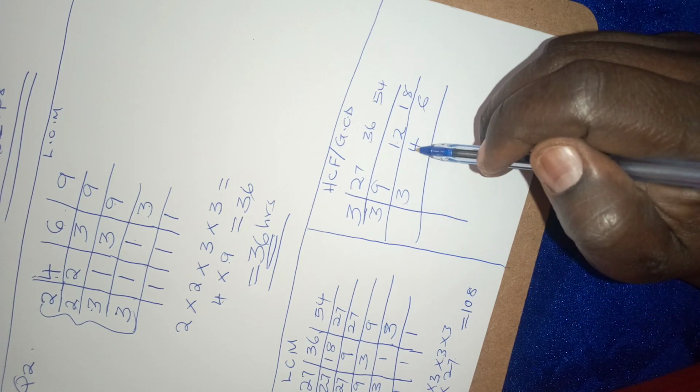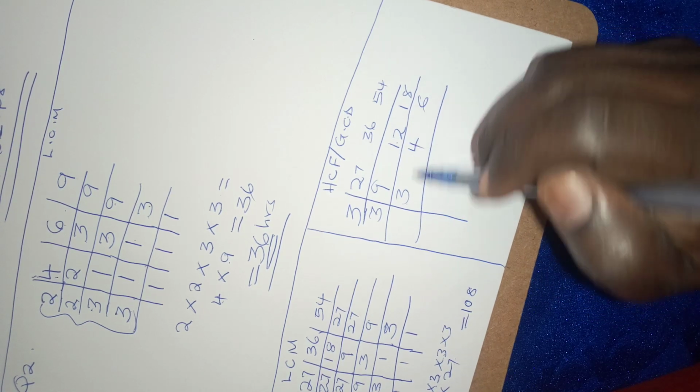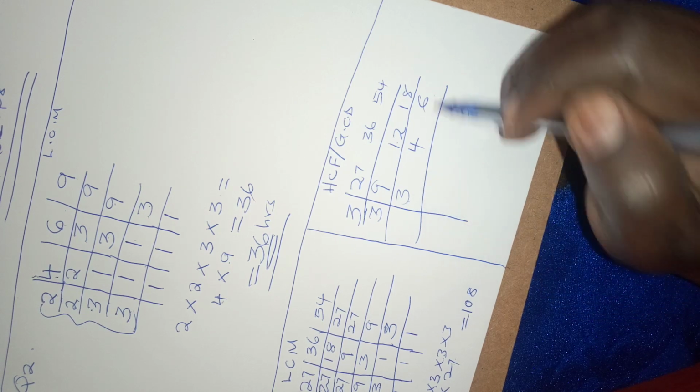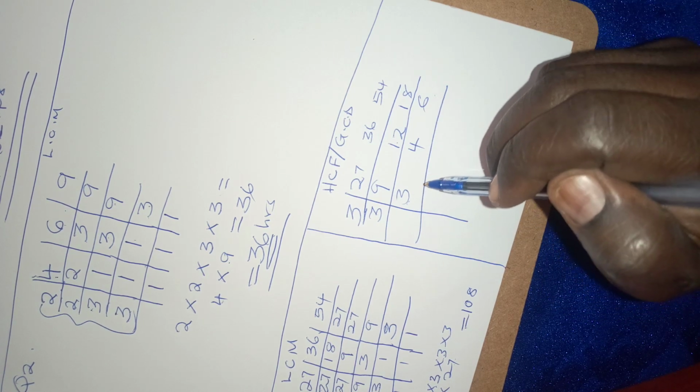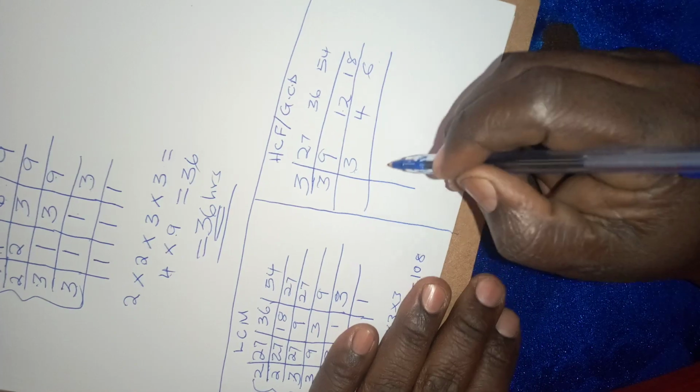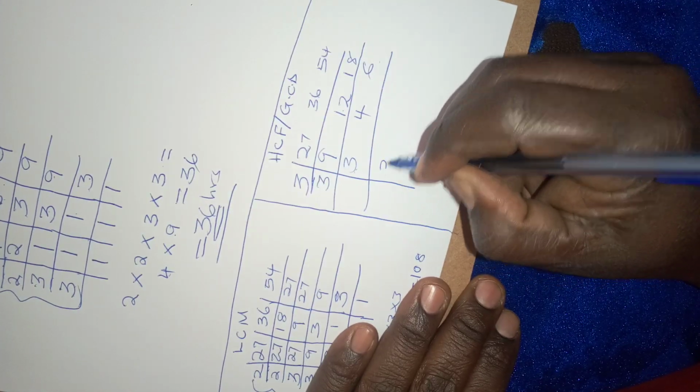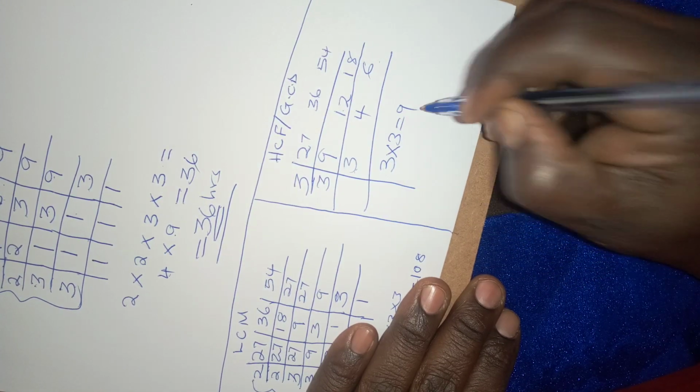Beyond here, we cannot use any other prime number to divide the numbers, because if we use 2, we can only divide 4. If we use 3, we can only divide 3 and 6. So beyond here, we don't have any other prime number. So our HCF remains 3 times 3, which is 9.